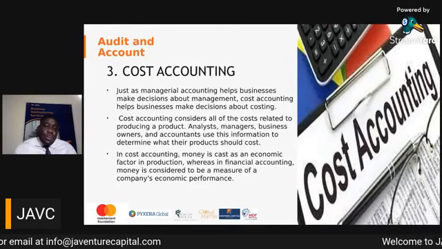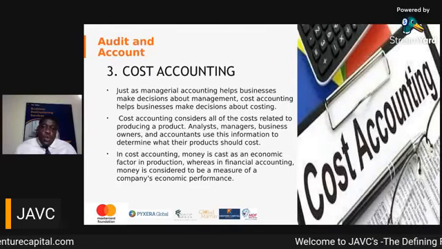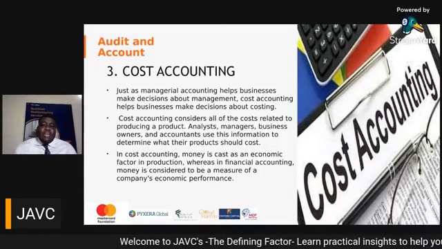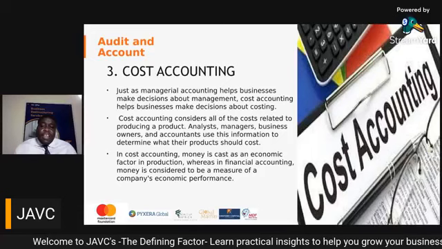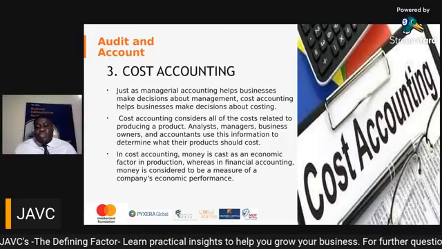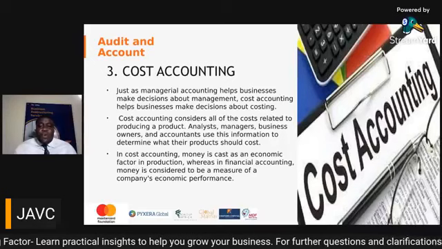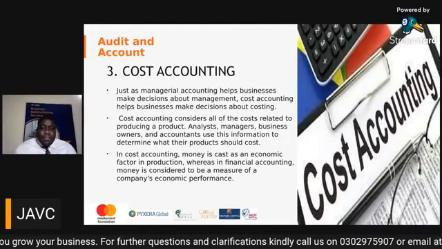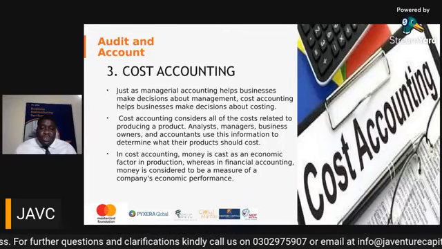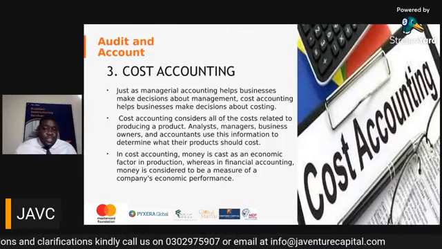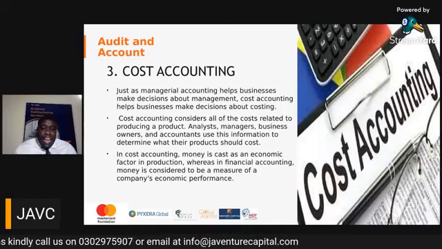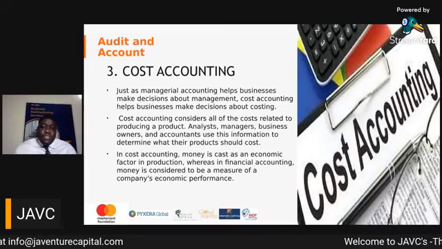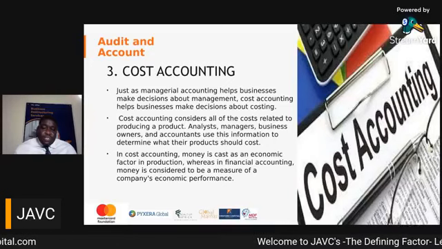Then we have the third one, cost accounting. Cost accounting, just as managerial accounting, helps businesses make decisions about management, but cost accounting mostly deals with costs. It looks at accounting for per unit cost in production. Mostly it's used in production. Cost accounting considers all the costs related to producing a product. Analysts, managers, business owners, and accountants use this information to determine what their products should cost.